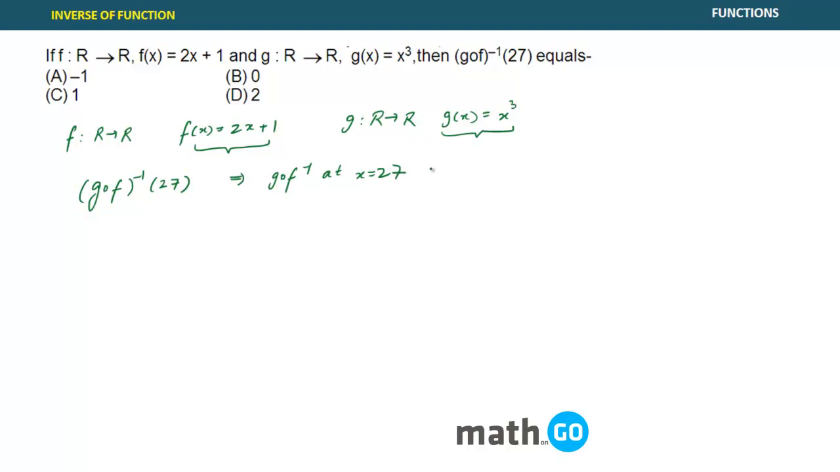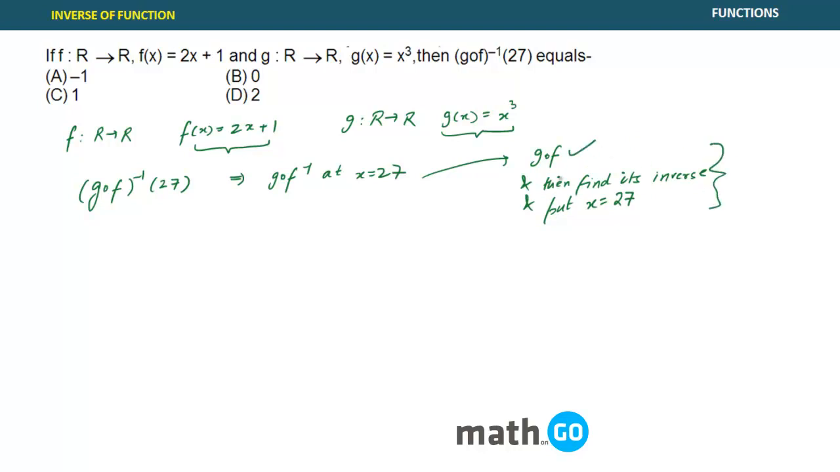So there are two ways of doing this. The first step is that you find first of all g of f and then find its inverse, and lastly put x equal to 27. So this is the first method, but as you can see, this is a bit lengthy.